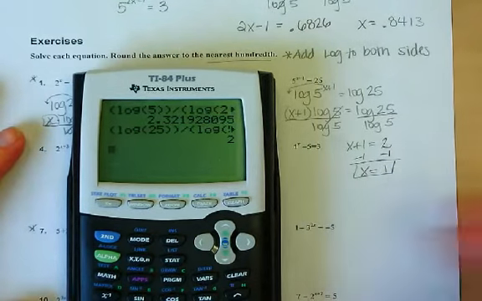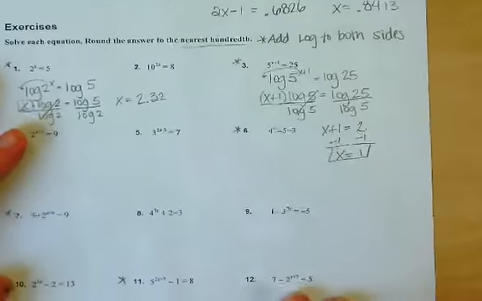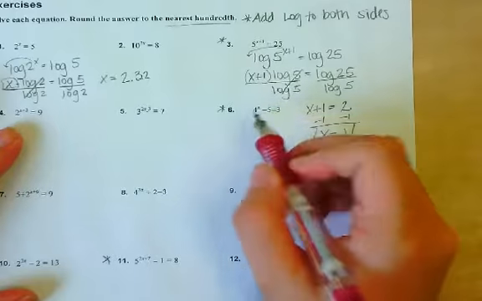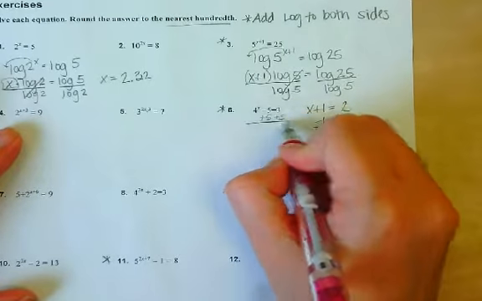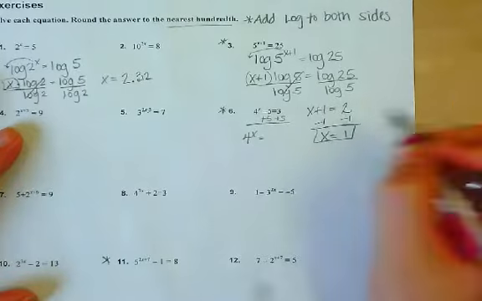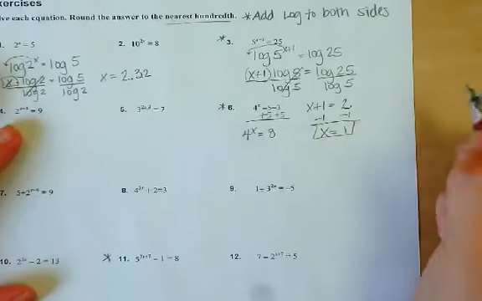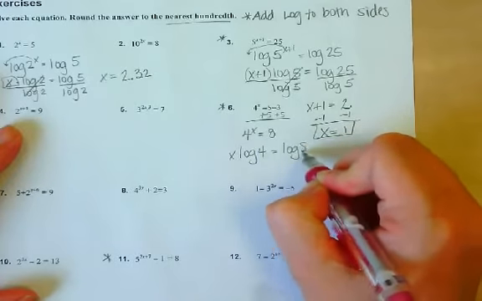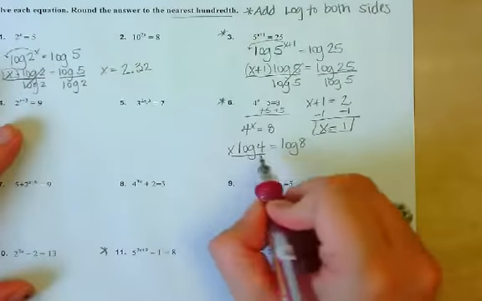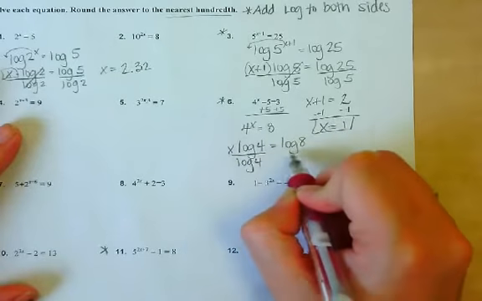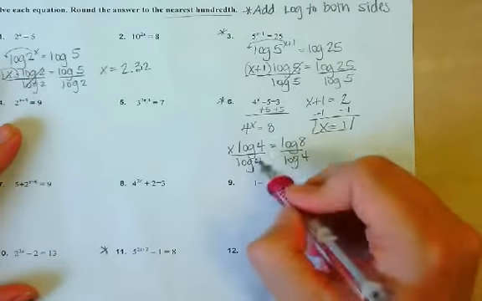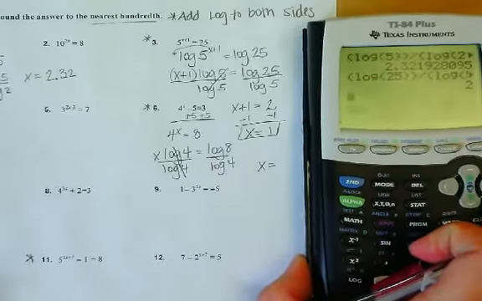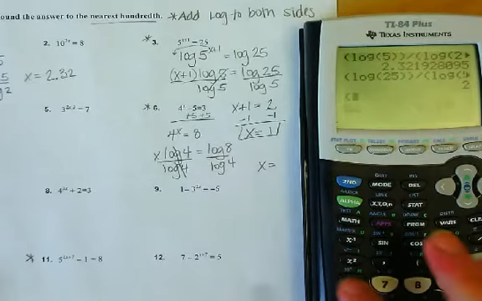Now problem number 6 is similar, but I do not have my exponential portion on the side by itself. So I need to add 5 to both sides first. So I now have 4 raised to the x is equal to 8. Now I can add log to both sides and move my exponent to the front. Now I need to divide both sides by log of 4. So I'm left with, excuse me, x is equal to log of 8 divided by log of 4, which gives me 1.5.